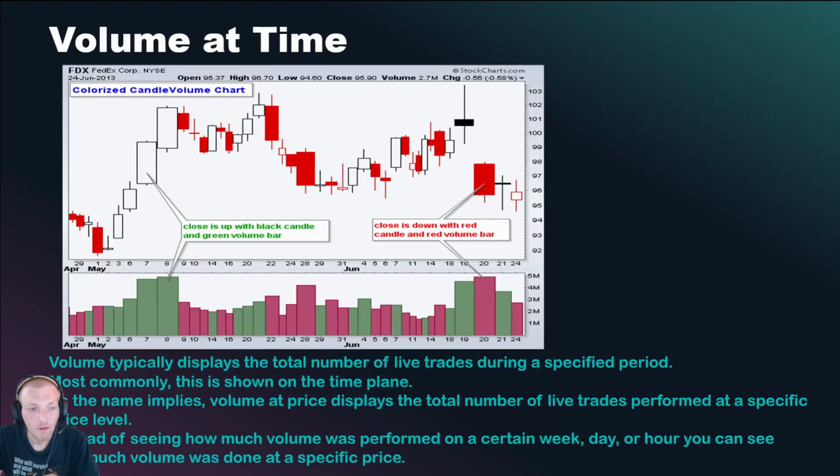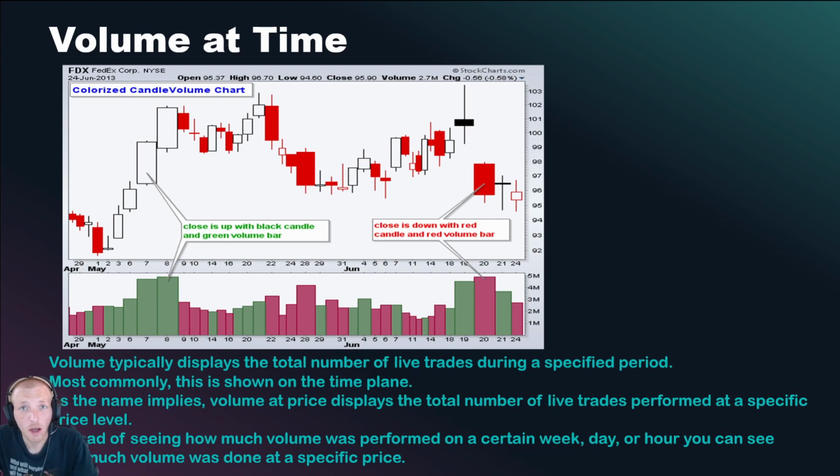Volume at time. Volume typically displays the total number of live trades during a specified period. Most commonly, this is shown on the time plane. As the name implies, volume at price displays the total number of live trades performed at a specific price level. Instead of seeing how much volume was performed on a certain week, day, or hour, you can see how much volume was done at a specific price.